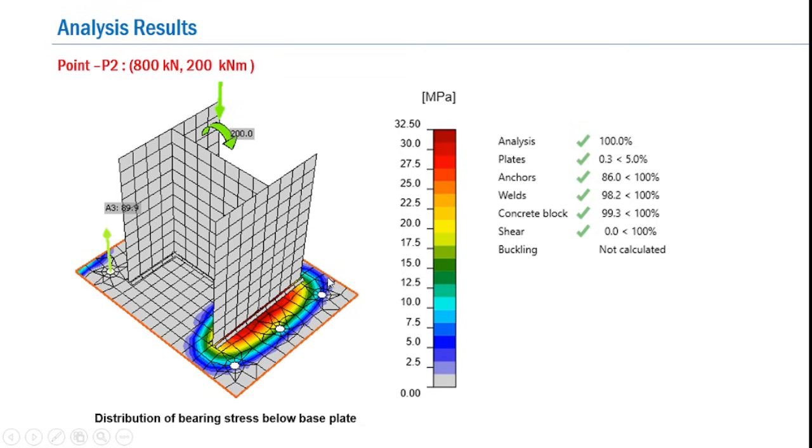So this is the distribution of the bearing stresses. It is very clear that, as expected, the bearing stresses are concentrated in a region very near to the most compressed edge of the column flange.